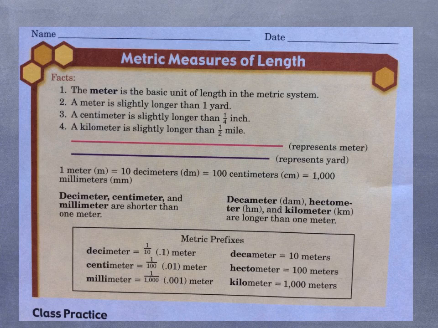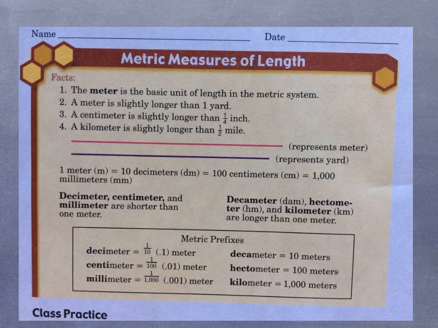Number two, a meter is slightly longer than a yard. And so things that you'd use a yard to measure, in the metric system you'd use a meter. They're kind of like the same thing, kind of like we've seen with inches and centimeters. We see that on number three. A centimeter is slightly longer than a fourth of an inch.